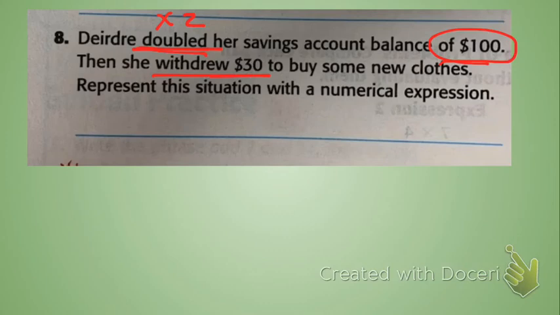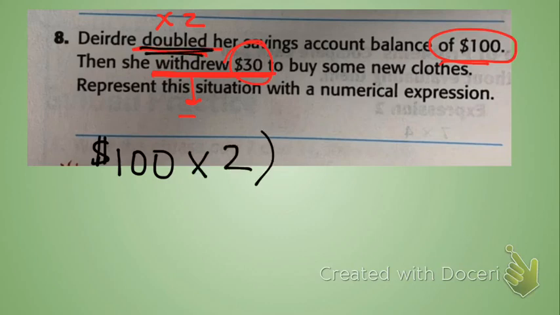And then she withdrew. We had that word withdrew before. That's to take away. She is subtracting, right? Withdrew $30 to buy some clothes. So let's write this down as an expression. So, first off, she had $100. And what happened to that $100? It doubled, right? So we have 100 times 2. I need to put that into parentheses because "then" is always a clue to us saying, then something else happens. We need to do that doubling first. Then she withdrew, as we talked about over here, subtracting.